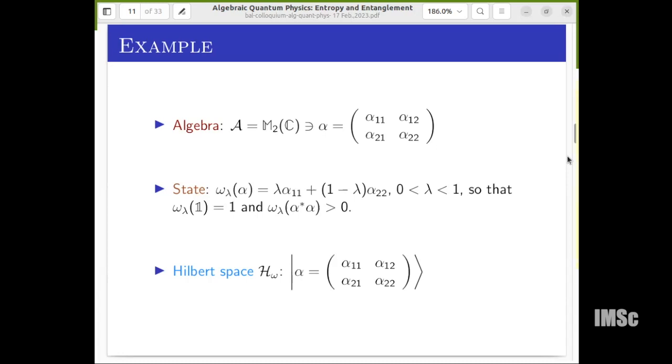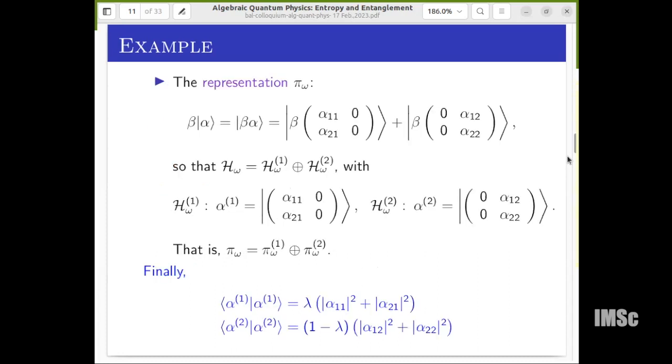So what is the Hilbert space? Every element of the Hilbert space is labeled by a 2 by 2 matrix. How does beta act on a state like this? It acts by left multiplication. So in this case, beta will act, say, on all matrices with the first column nonzero and the second column 0, plus similarly for the second column.